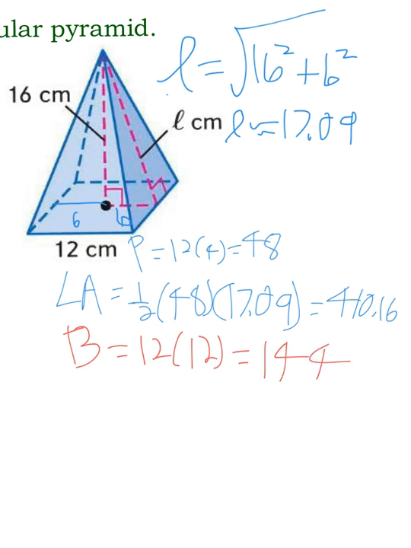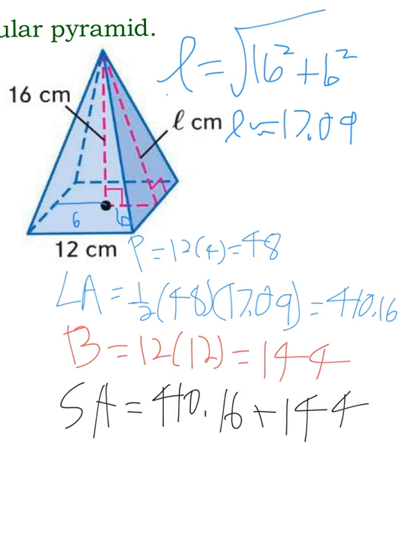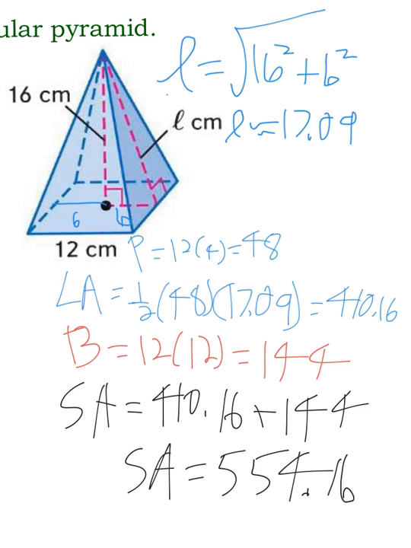Okay, now I just need to do surface area equals your lateral area plus the area of the base. So 410.16 plus 144. So my surface area is 554.16 square centimeters.